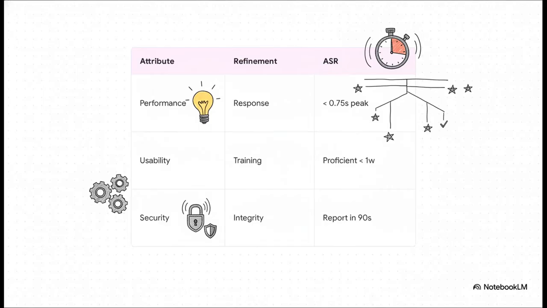A utility tree is basically just a fantastic tool to take broad concepts and narrow them down into highly testable targets. Let's take a broad attribute like performance. We refine that down to transaction response time. And from that, we get our exact ASR: completes in less than 0.75 seconds at peak load, and we mark that as high priority. We do the exact same thing for usability and security. We've officially moved from vague ideas to highly specific engineering targets.